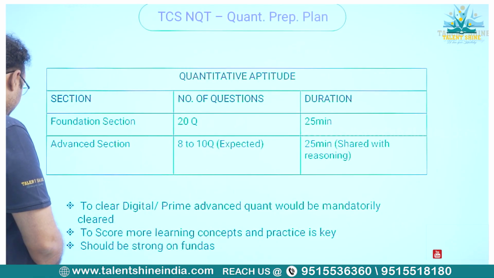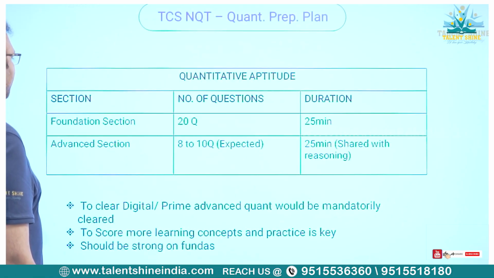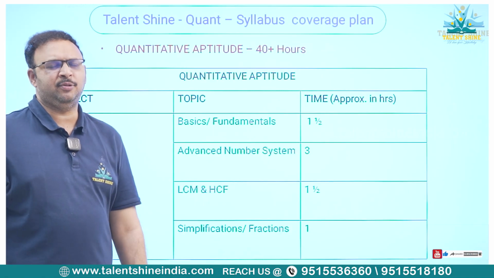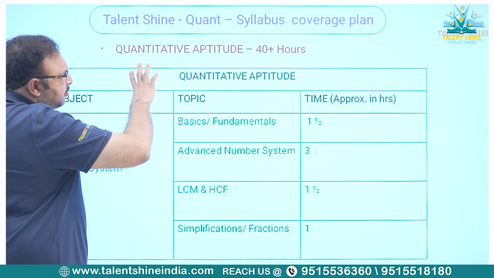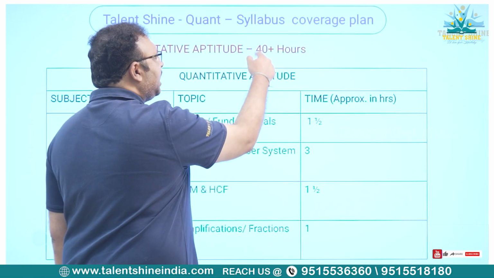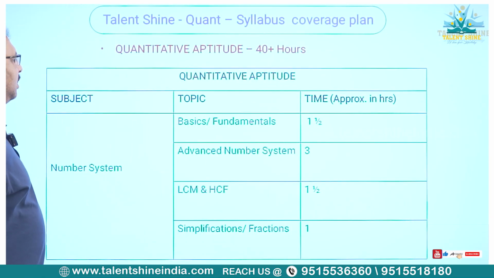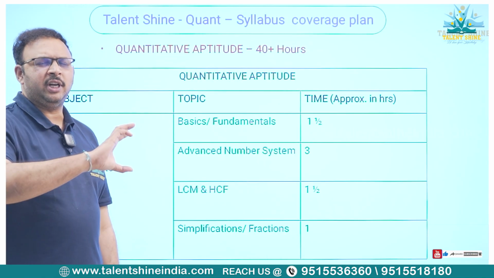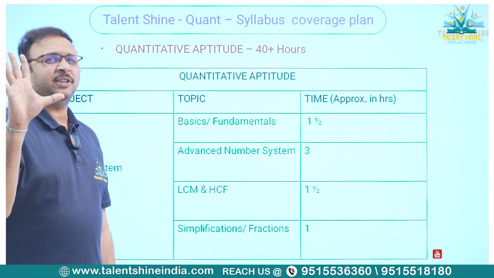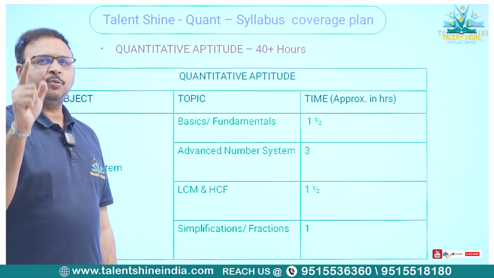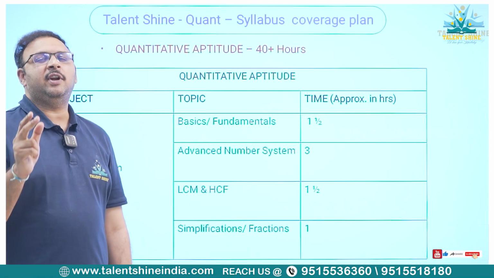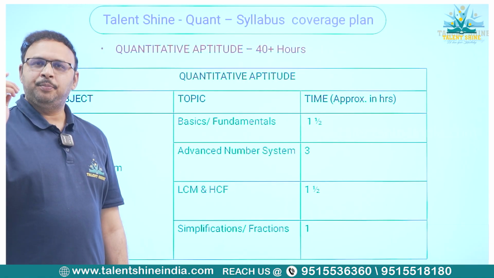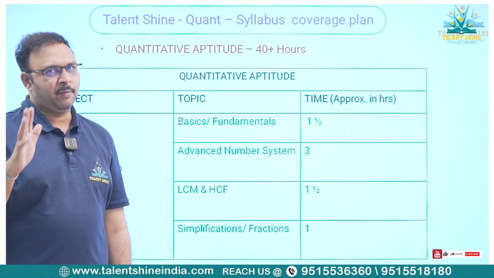Okay, next, look at the syllabus, guys. We planned total quantitative aptitude training for 40 hours. And we divided quantitative aptitude into 5 sections. First one is number system. Second one is arithmetic. Third one is modern math. Fourth one is pure math. Fifth one is the geometry part.